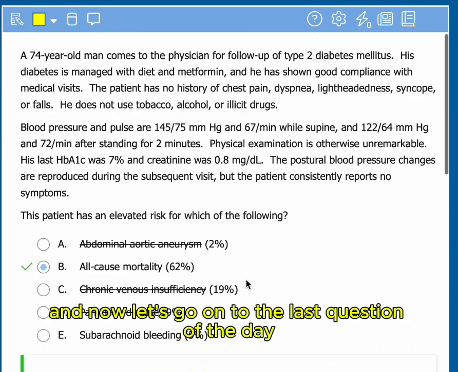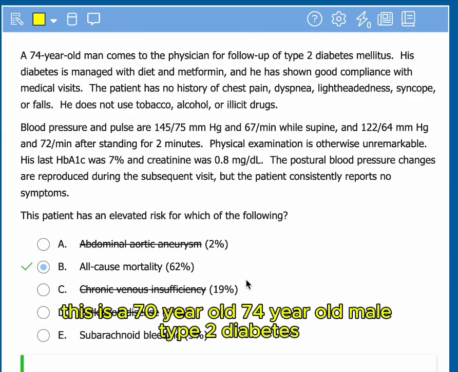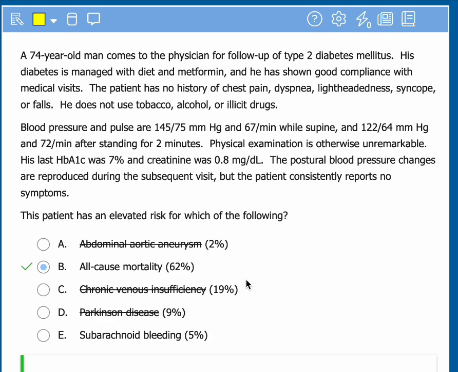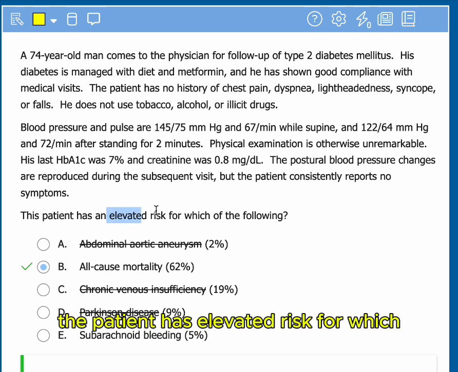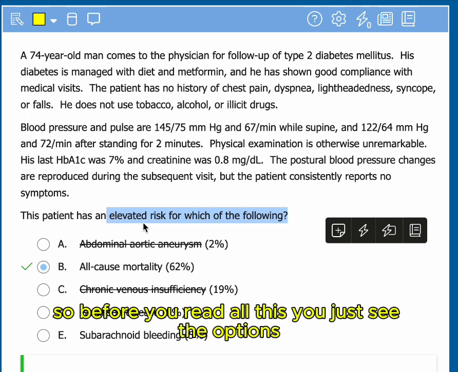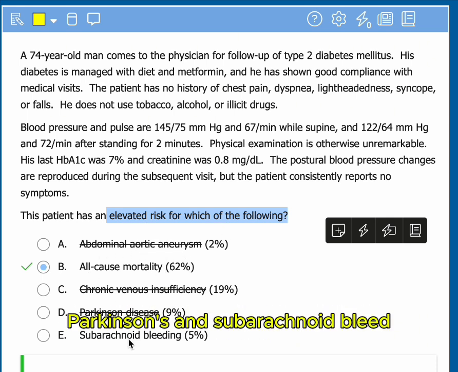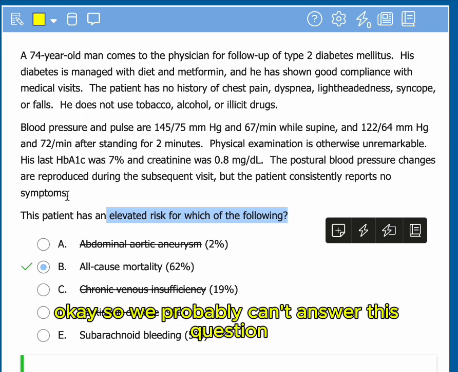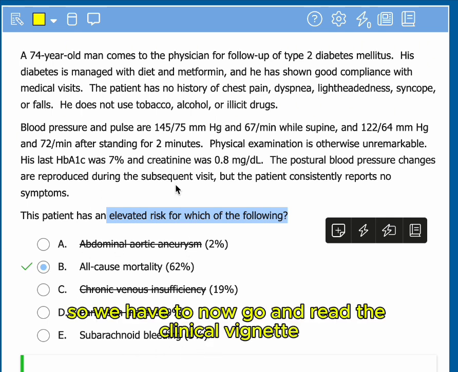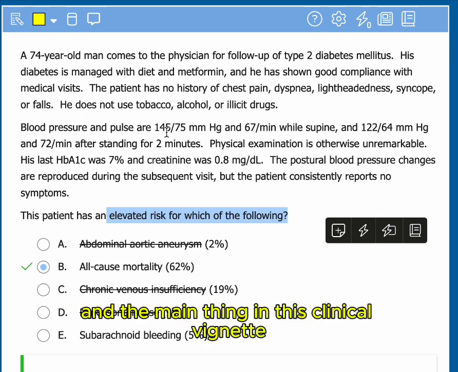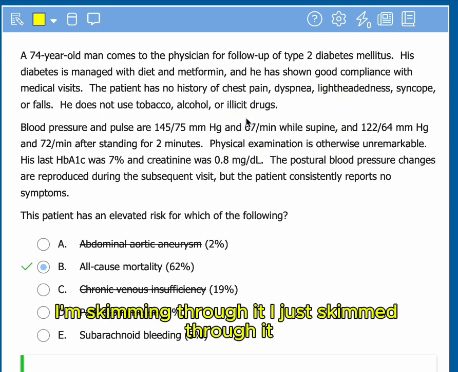And now let's go on to the last question of the day. This is a 74-year-old male with type 2 diabetes. The question asks, the patient has elevated risk for which of the following? Before you read all this, you just see the options: abdominal aortic aneurysm, all-cause mortality, chronic venous insufficiency, Parkinson, and subarachnoid bleed. We probably can't answer this question just by this, so we now have to go and read the clinical vignette. I just skimmed through it and I saw this.